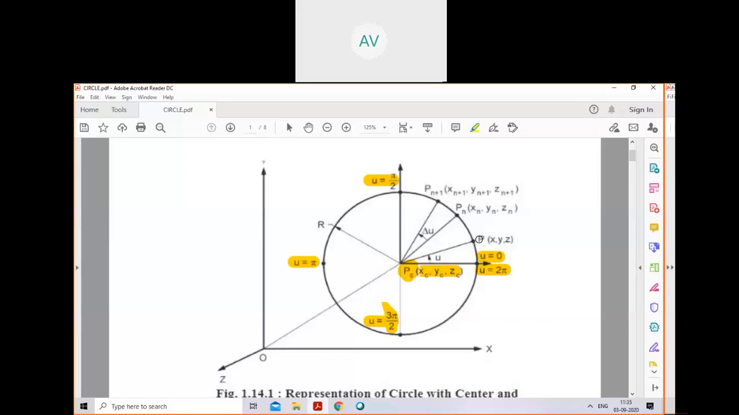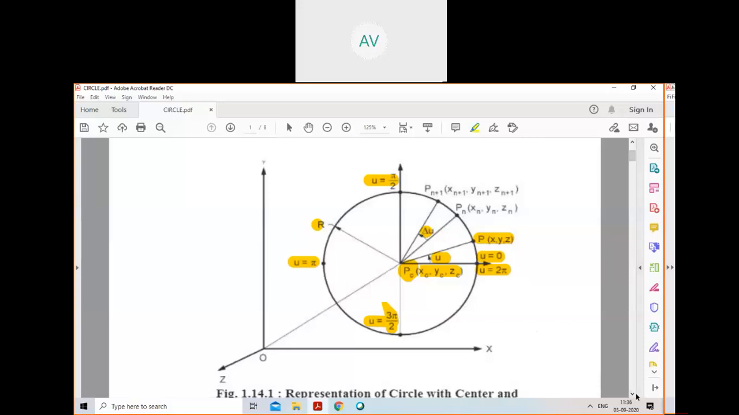Considering a point on the circle, we take P equal to P bracket x comma y comma z. It makes an angle of u with respect to the x-axis. This point P is at an angle of u. Delta u is the incremental angle, and r is the radius of the circle.